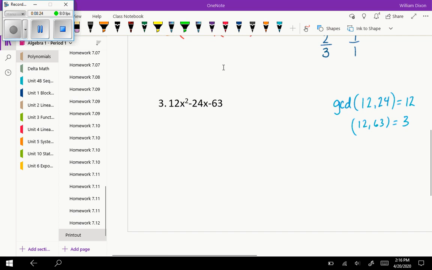Since I know my greatest common factor is 3, I'm going to put that on the outside. And then I'm going to divide each term by 3, just like we normally do. So I'm going to be left with 4x squared minus 8x minus 21. Immediately I know that my first term of that trinomial is greater than 1. So I'm going to multiply the 2 outers.